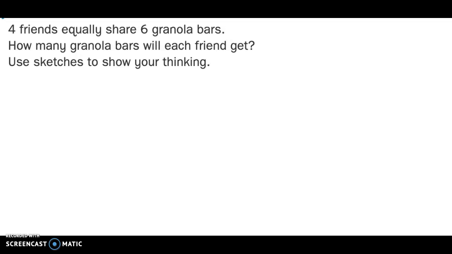To start our lesson today, our lesson is modeling division. I want you to go to your screen if you're online, and we're going to look at this math message. It says 4 friends equally share 6 granola bars. How many granola bars will each friend get? Use sketches to show your thinking. That means they want you to draw and figure out this problem.